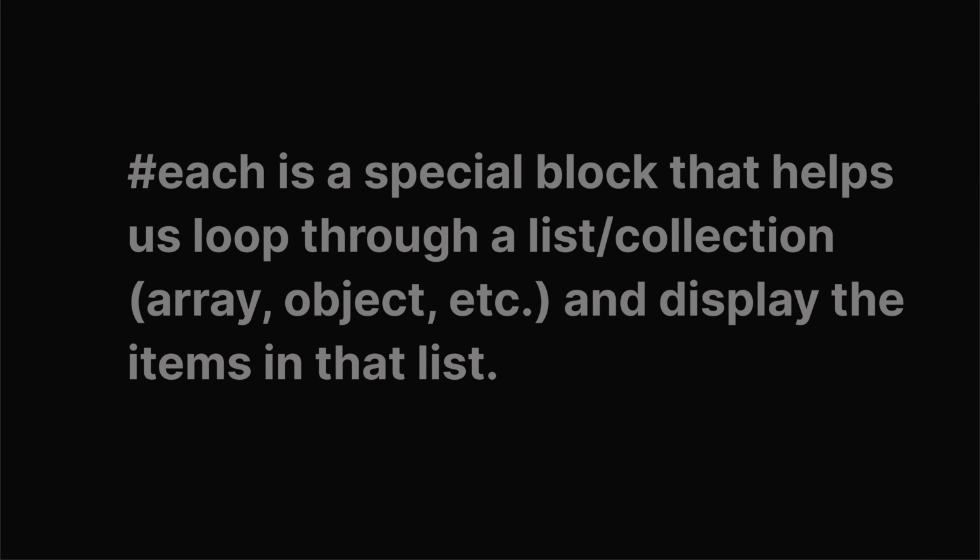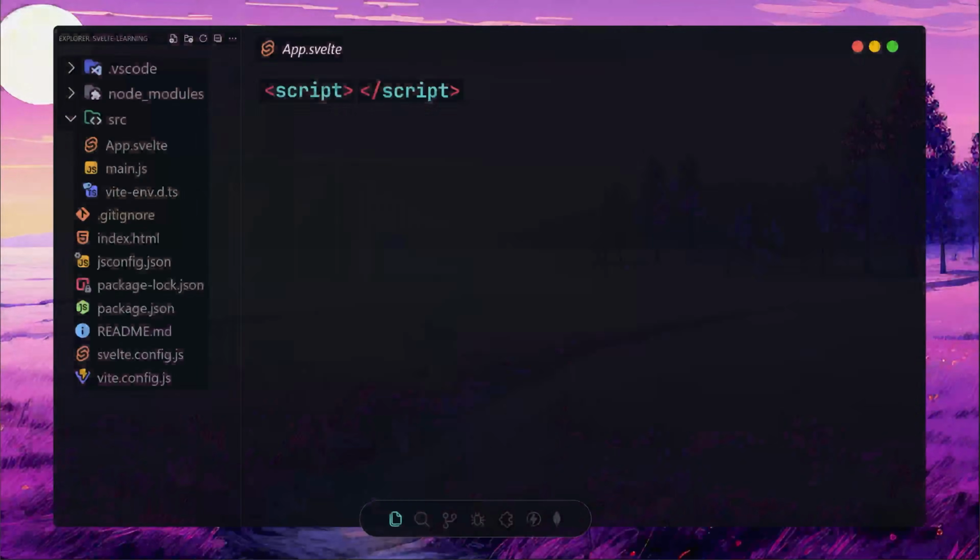Let's talk about how we are going to be iterating through a collection of data using the each. So each is a special block that helps us loop through a list or a collection, for example, like an array, object, etc., and display the items in that specific list. So now let me just show you that in action.